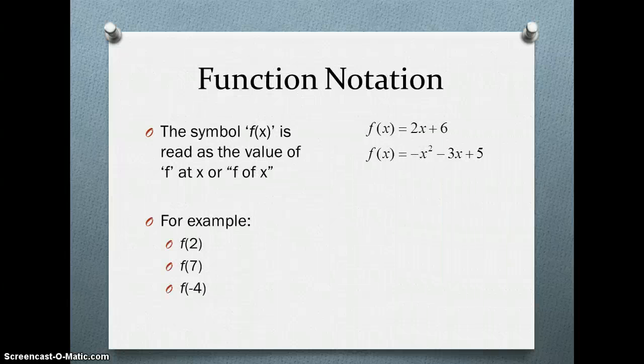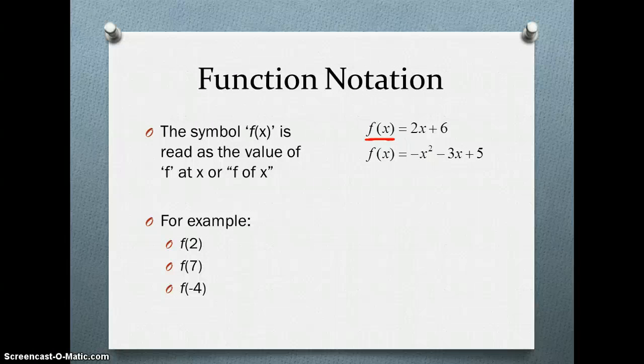The last thing we'll talk about here today is function notation. I'm sure you've seen it before. Sometimes it's confusing at first because it looks different, and that's all right. Once we do a few more examples, it'll hopefully make a little more sense. Now this symbol, f of x, is read as the value of f at x. Or you could read it as f of x, f at x.